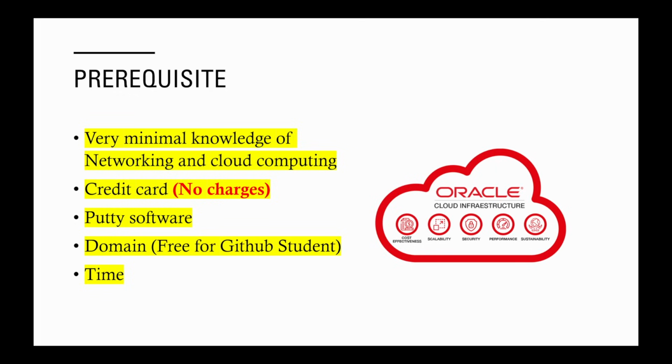You should have a credit card or a debit card. You will not be charged a single dollar for it. It's just for verification purposes. Initially they will charge you $5 and then they will return it to your account. You need to have a PuTTY software and a domain. In my case, I have a free domain from GitHub student account, and you can buy a domain for less than a dollar on GoDaddy or Namecheap or name.com. And of course you need to have time and patience to do all this process.